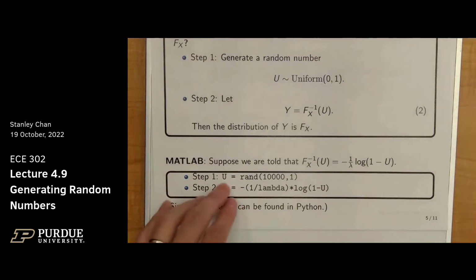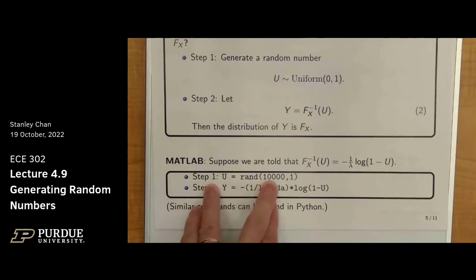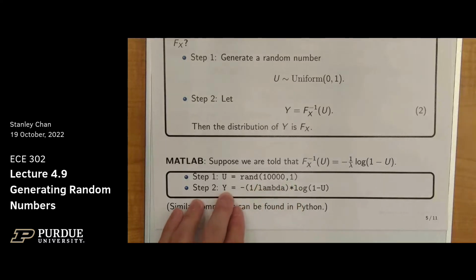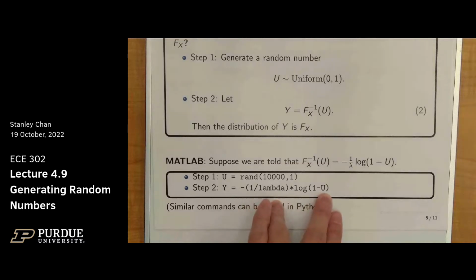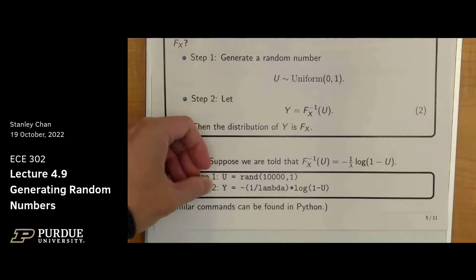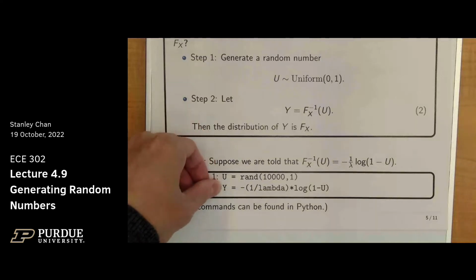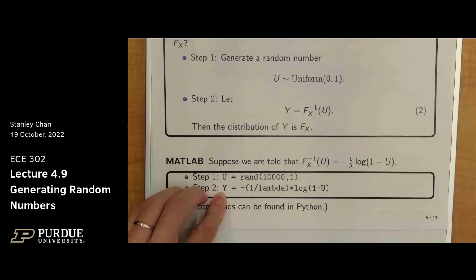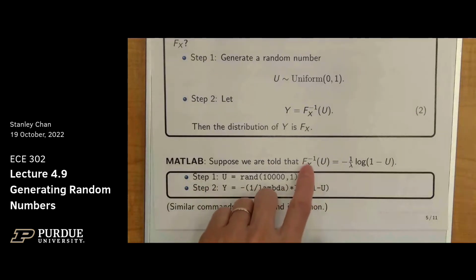Then step number 1 will be u equals rand of a 10,000 by 1 array. And then you just call y equals minus 1 over lambda times log of 1 minus u. So here the input would be an array of random numbers. The output would be an array of random numbers. However, the input distribution would be uniformly random. The output distribution would follow this fx.